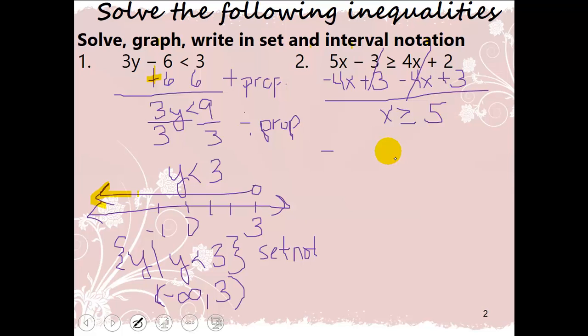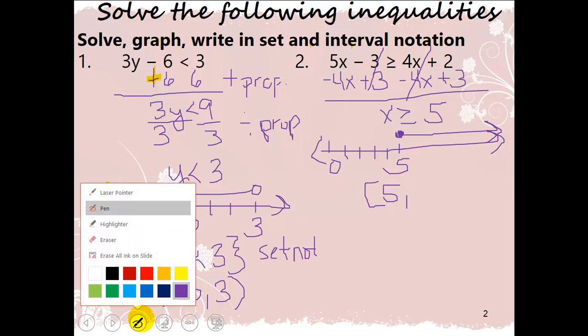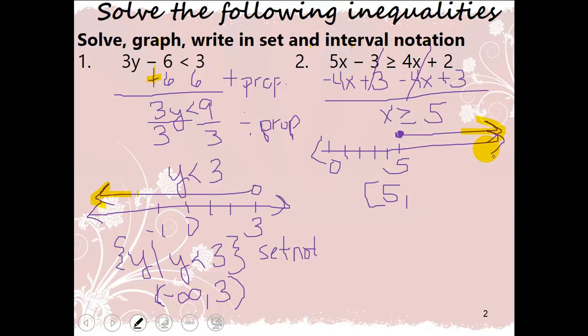When I graph that, here's 0, 2, 3, 4, 5. Here's 5. I'm going to use a closed dot, and then I'm going to go off to the right. So remember, my smallest number goes on the left of my interval, so that's a 5, and then it keeps going off to the right. So that means I'm going to go off to positive infinity, and with infinities I always use a parenthesis.